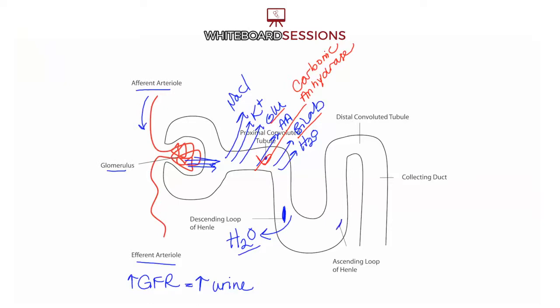The ascending loop of Henle is highly permeable to salts. So it actively pumps salt and chloride from the loop into the interstitium, all right? And that's where it gets, again, picked up by the bloodstream to get circulated back around, all right? Remember, water does not leave here. The other thing that can happen here is that there is a sodium chloride potassium co-transport that can move salts in and out with potassium.